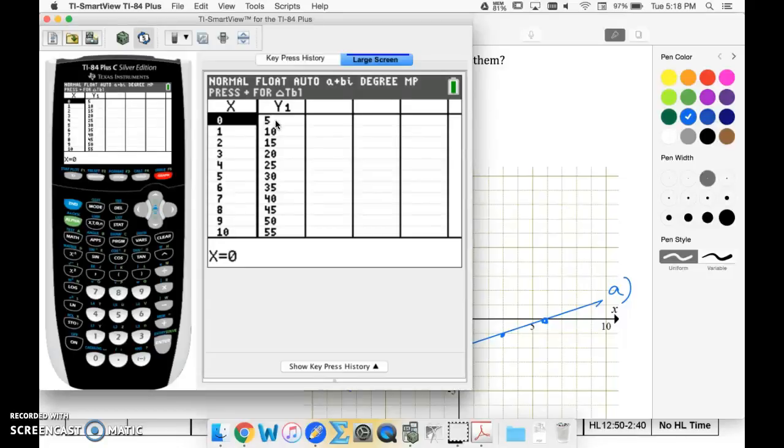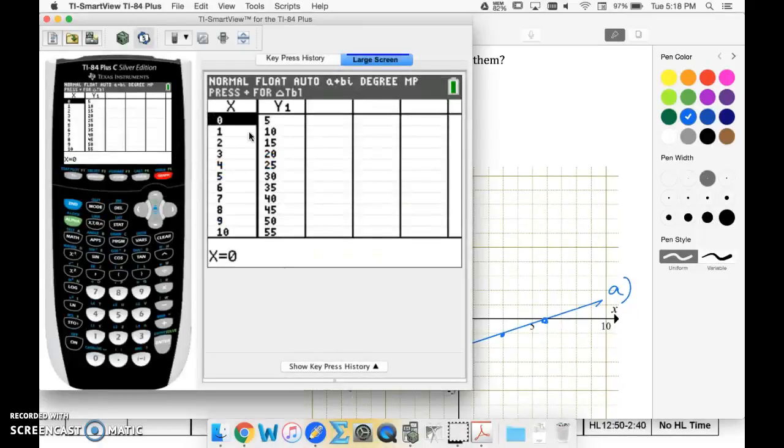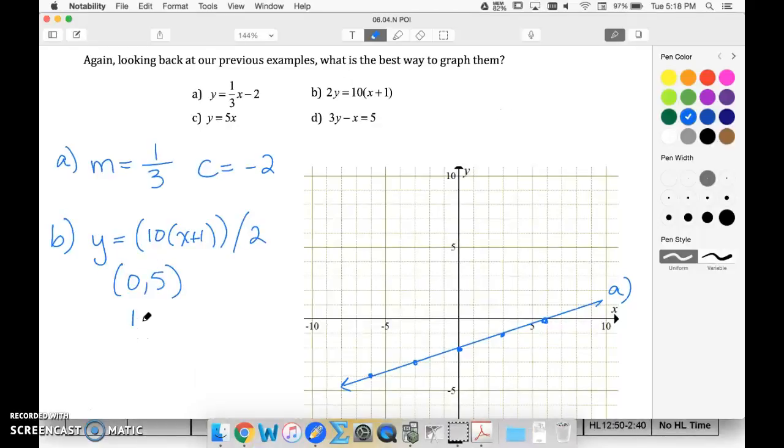So when x is 0, my y value is 5. Let's see if that makes sense. If x is 0, 10 times 1 is 10. Divide by 2 and I get 5. So from my table, I saw the points 0, 5, and I also see 1, 10. And that's as much as is going to fit on my graph. So I could go the opposite way as well.